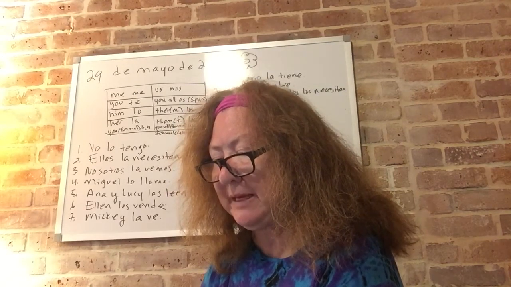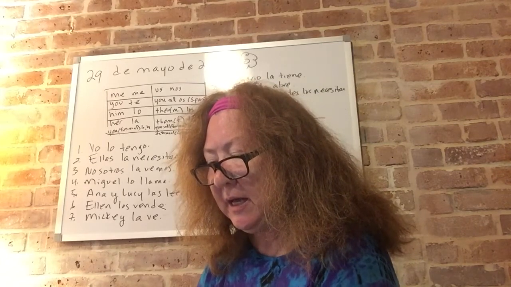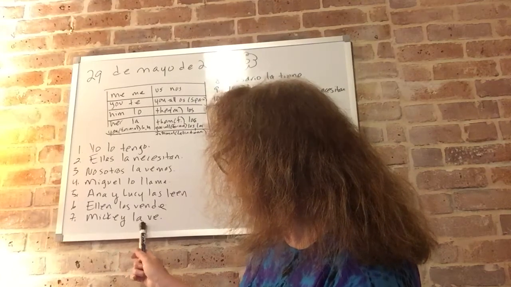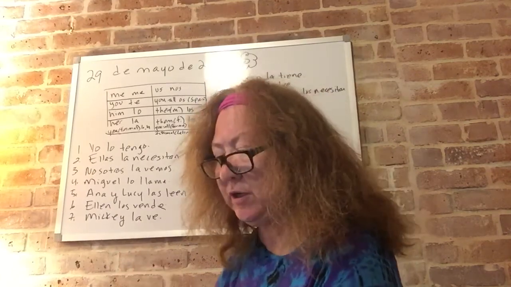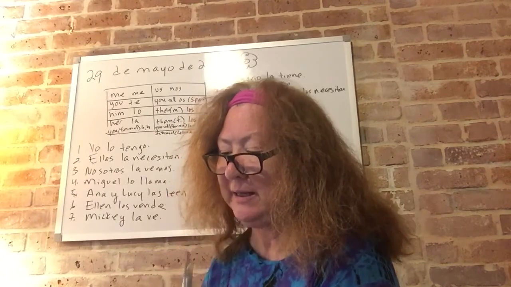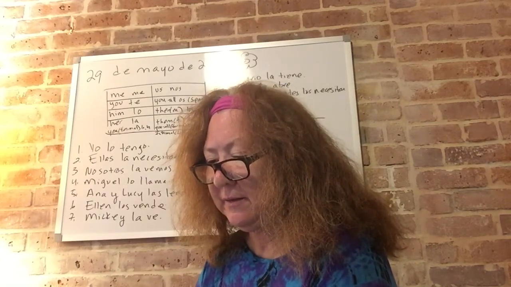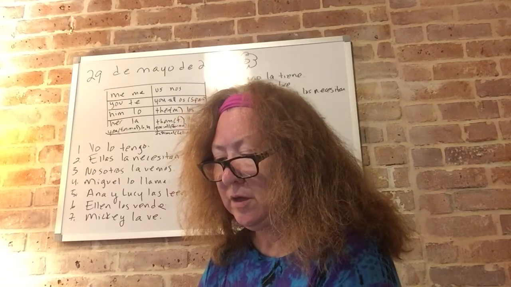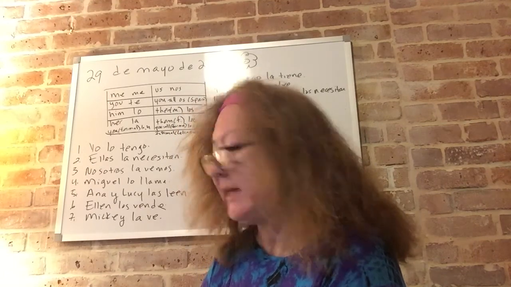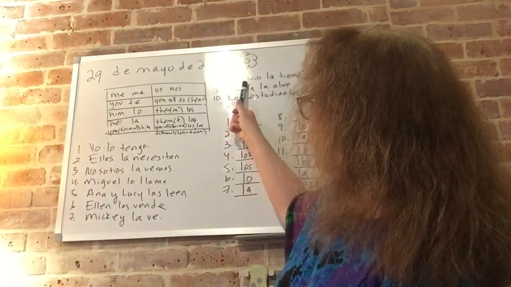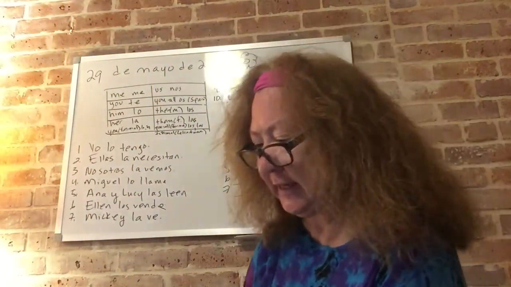Número 7. Mickey ve a Ellie. Mickey la ve. Mickey sees her. Mickey her sees in Spanish. So Mickey la ve. Número 8. Rosario tiene una hermana. So Rosario tiene una hermana becomes Rosario la tiene.